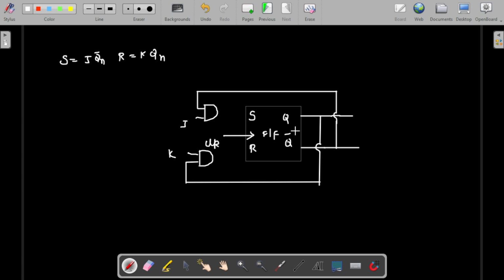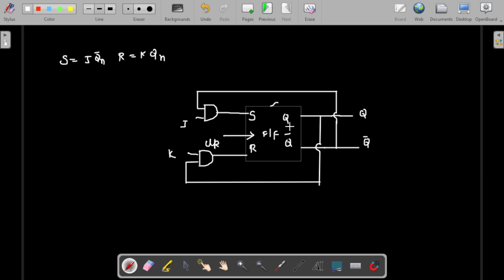Okay. So this is Q bar S. This needs to be given to S, and this needs to be given to R. If this is done, then our output will be the same as the JK flip-flop. The thing here is that we have only an SR flip-flop, but due to this AND gate and this configuration, we are now able to see the JK flip-flop behavior at the output.